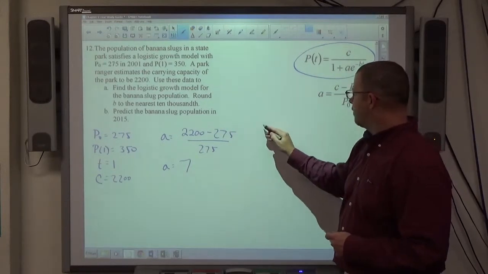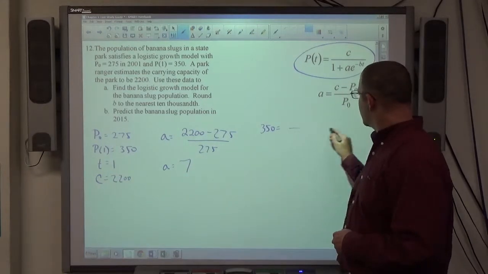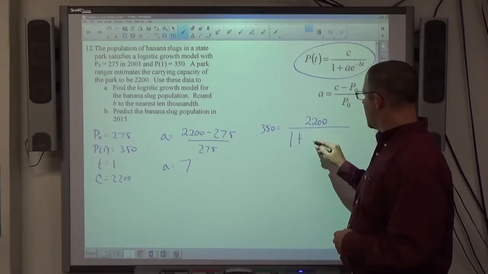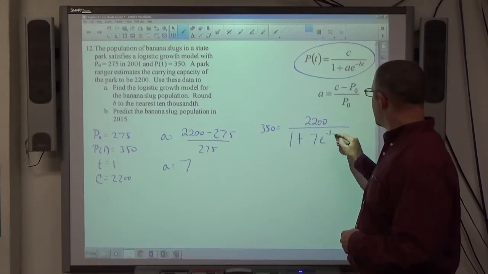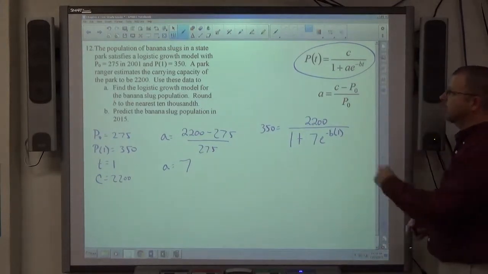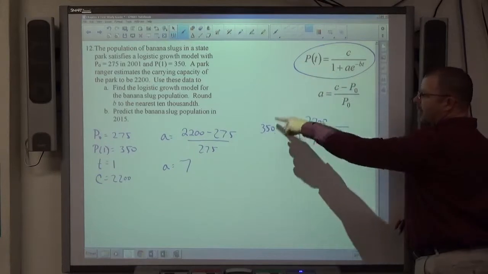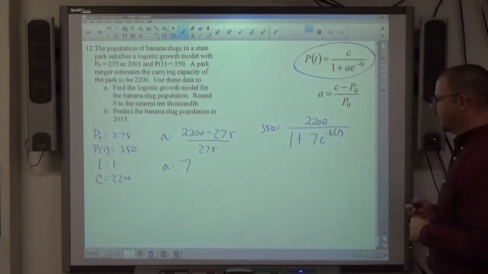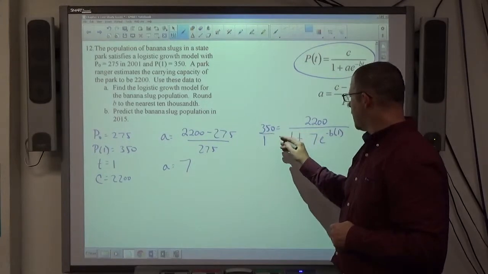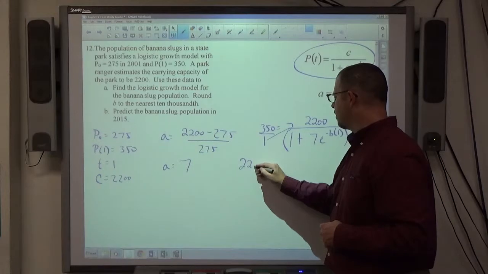And again, here's my formula. The final amount, 350, equals the carrying capacity, 2,200, over 1 plus A, which is 7, e to the negative b, I don't know yet, times t, which is 1. So C is 2,200, A is 7, t is 1, final amount 350. It gives us this nice little equation here. If I put this over 1 and cross multiply, one side is going to be 2,200, that's the easy side.